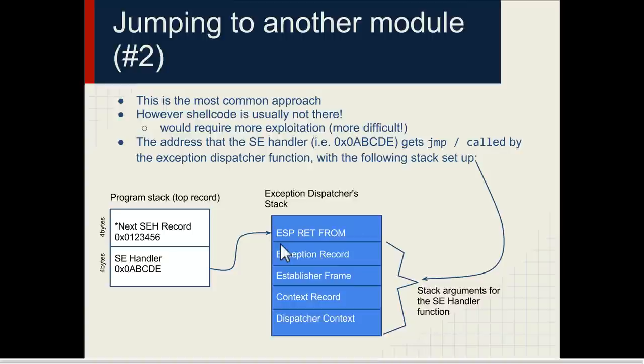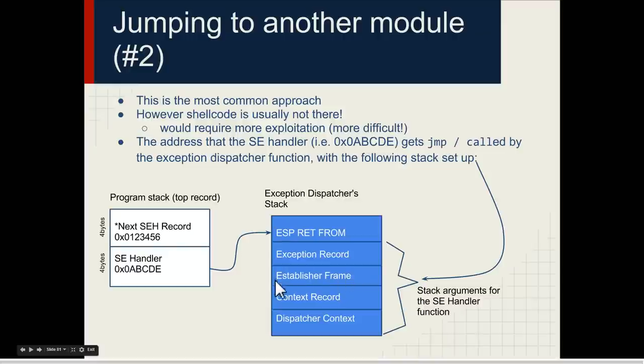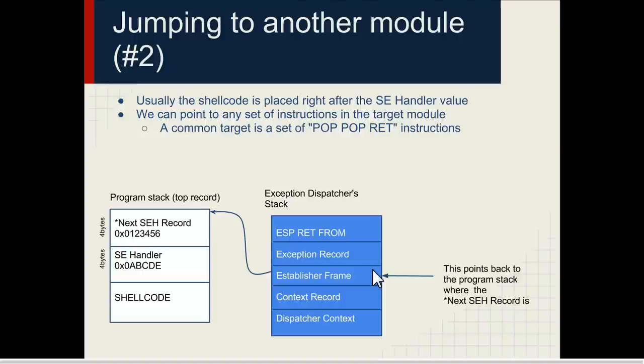When the exception handler kicks in, this is basically the view of the exception handler's stack. The value here points to the executable code to handle the exception, and the value here points back to the original process's stack. What is commonly done is that attackers find an advantageous set of instructions in some outside DLL to point to that manipulates the stack. Since we have a pointer that points back to the program stack, that's what we want to get back to, because that process memory space probably contains our shellcode.